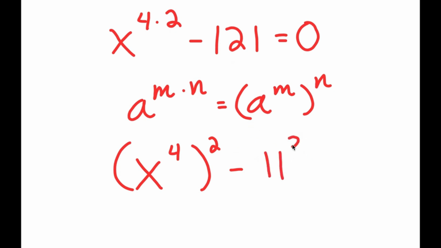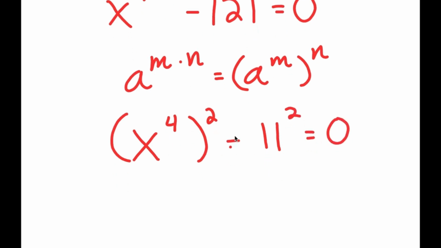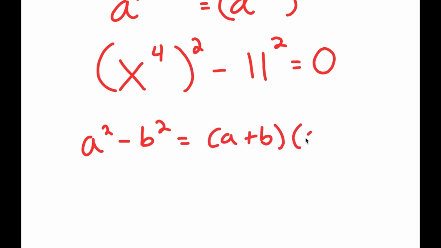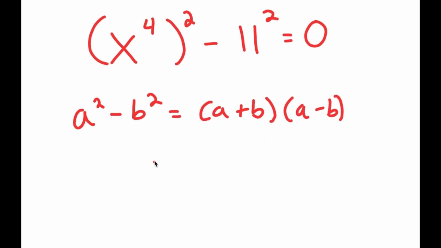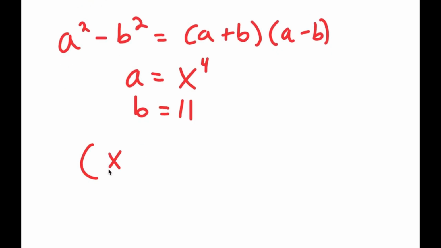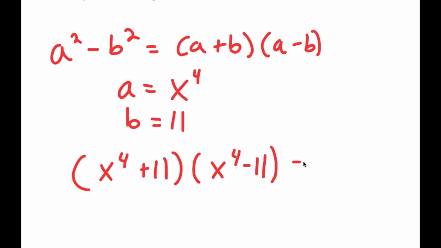And the reason we're going to do that is so now we can use an important algebraic property that states that if I have something in the form a squared minus b squared, this is equal to a plus b times a minus b. So in this case, a is x to the power of 4, and b is 11. So I get x to the power of 4 plus 11 times x to the power of 4 minus 11, which is equal to 0.